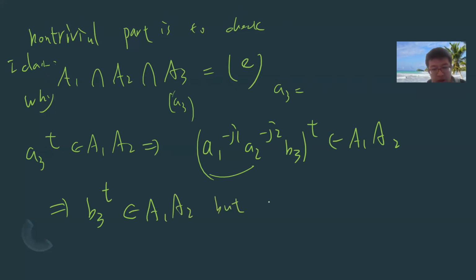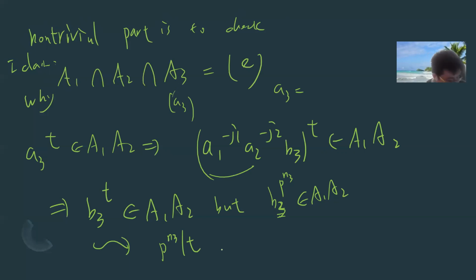But I know that B3 to the power P to N3 is the maximum power of the element in the group such that the P to N3 will be in A1 A2, right? But then this tells you that P to N3 divides T. Okay.